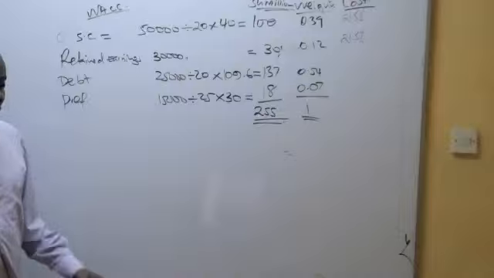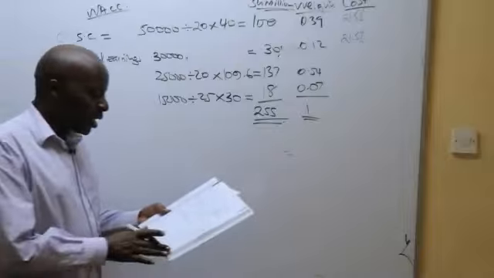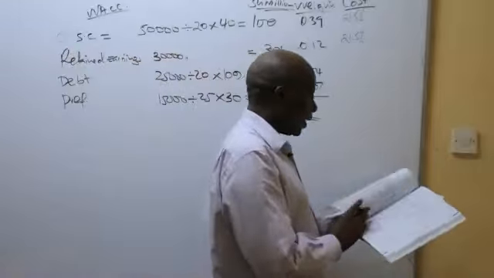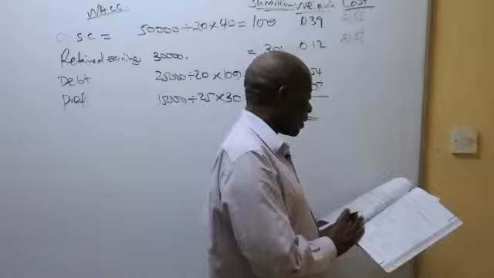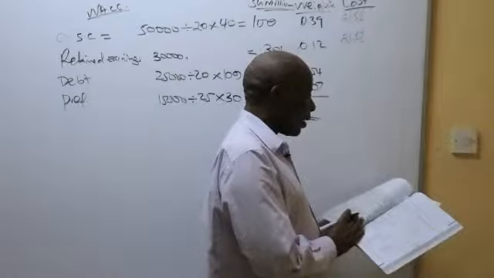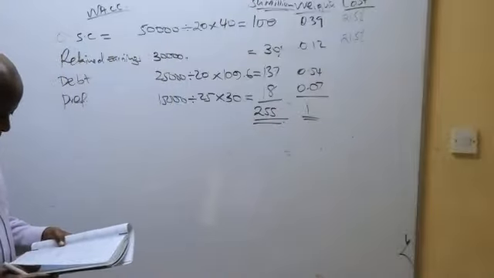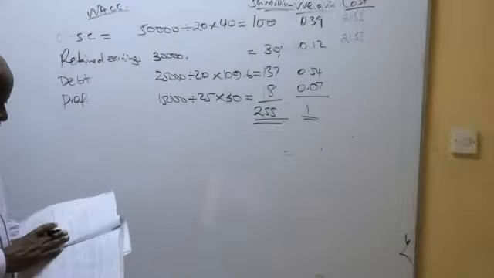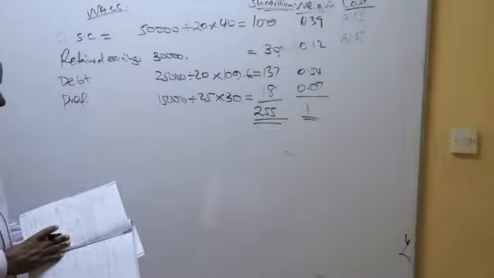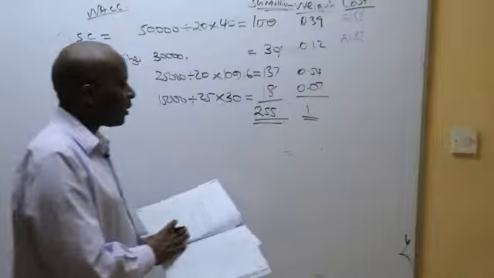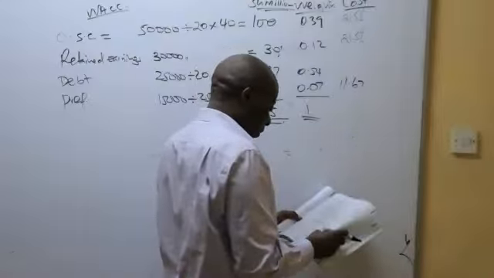Is that okay? Now, ladies and gentlemen, we move on to the next one. The cost of the debt is what you guys got. 1 point something. What is the cost of debt? Please give me the cost of debt. The preference I know is 11.67, so that must be the one that you guys got.